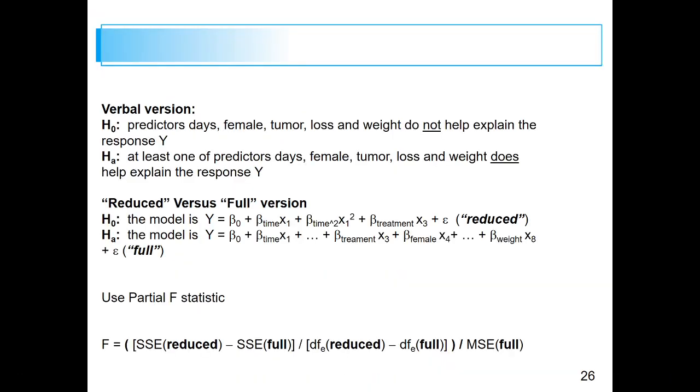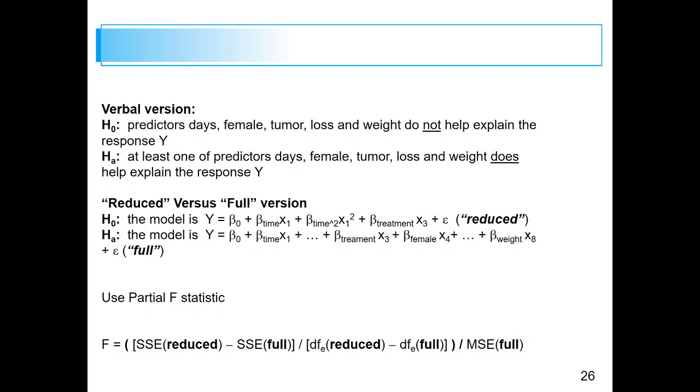So the partial F test is, I've gotten rid of days, females, tumor loss, and weight. If I do this verbally, I'm going to say the null hypothesis is that the predictors days, female, tumors, loss, and weight do not help explain the response variable y. And the alternative, at least one of those predictors does help to explain the response y.